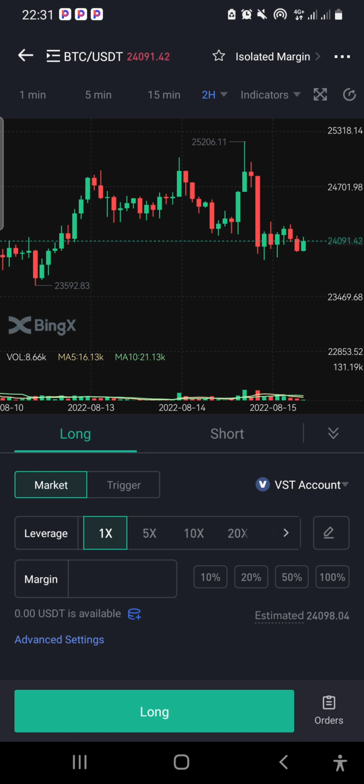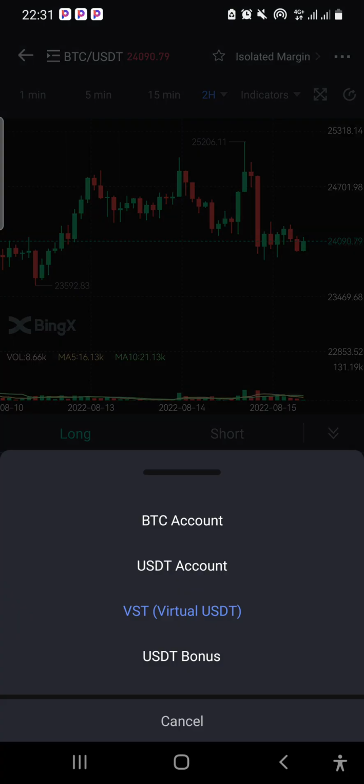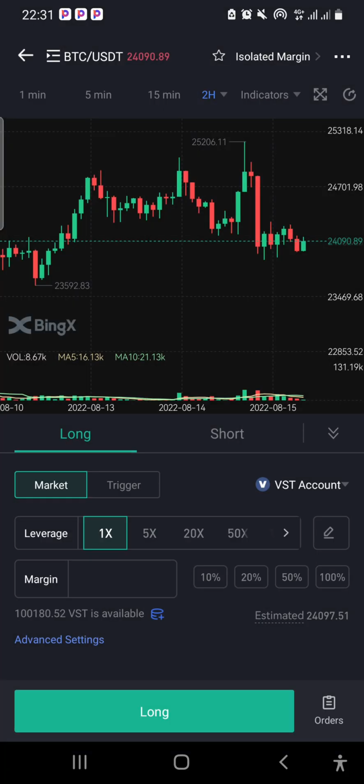Now on this app, they are going to give you 100,000 VST to trade the futures market. To add it, you just go to this side of your account. I've already added my own, so that is why it doesn't show. They will help you add 100,000 VST into your account.